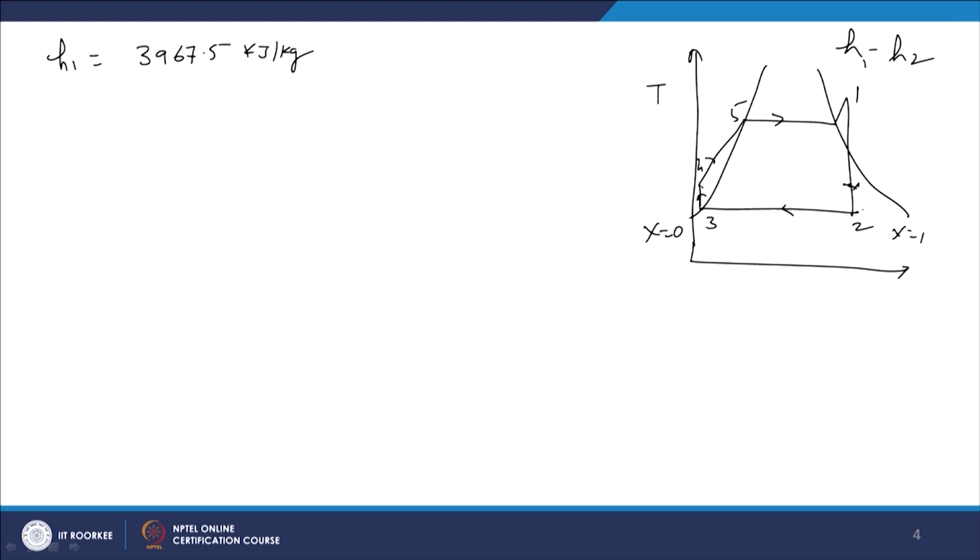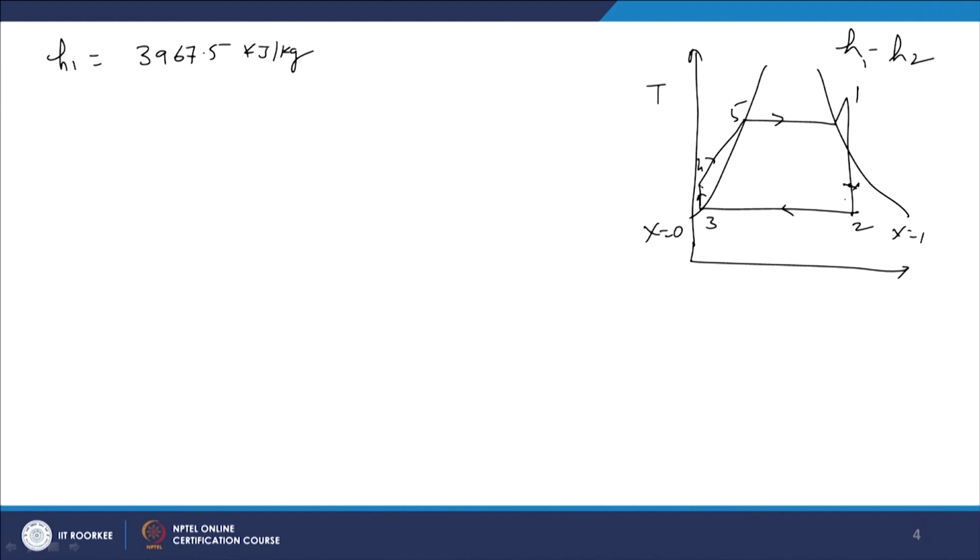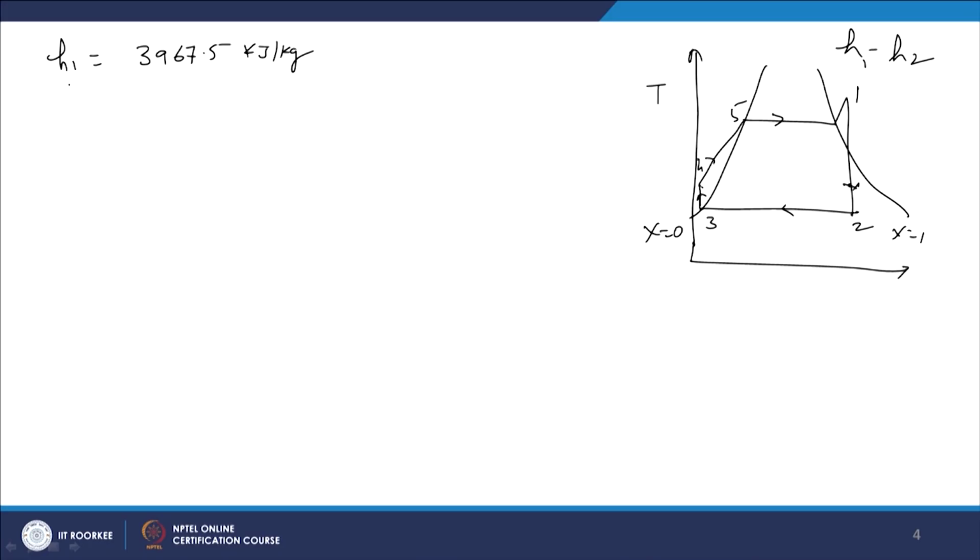Now we have to find the value of H2, and we do not know the quality of steam at state 2. But one thing we know for sure is that entropy at state 1 is equal to entropy at state 2. Entropy at state 1 can be taken from the steam table because it is superheated steam. If you go to the superheated properties of steam, you will find the entropy at state 1 is 7.116 kilojoules per kg Kelvin.